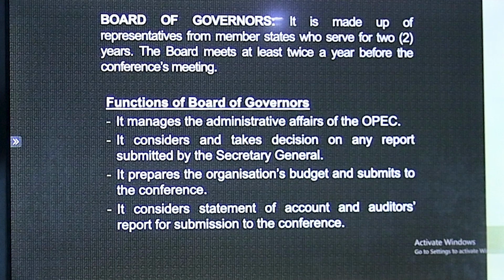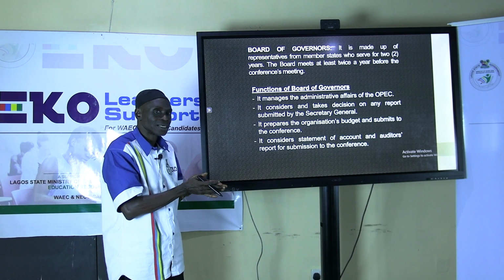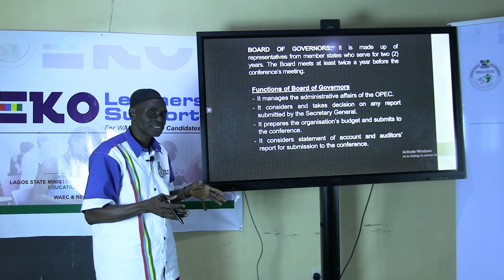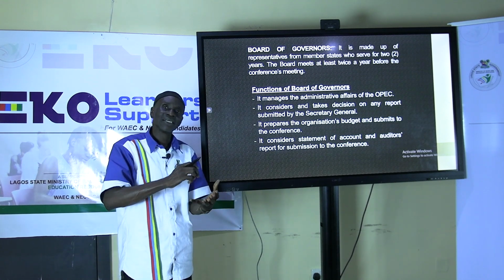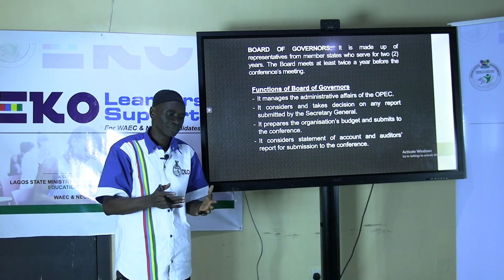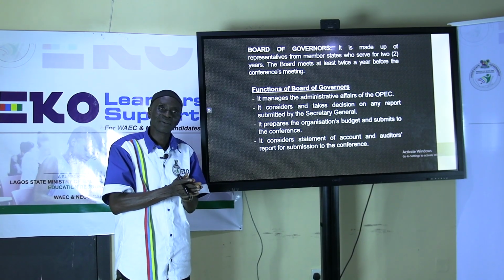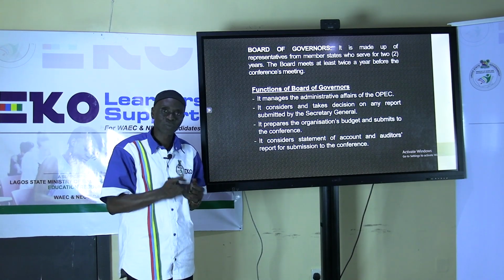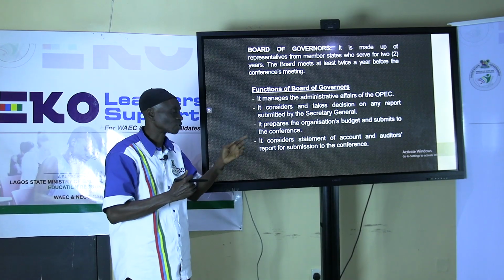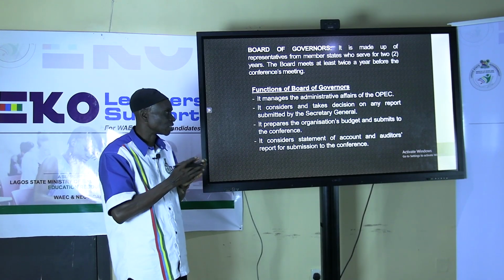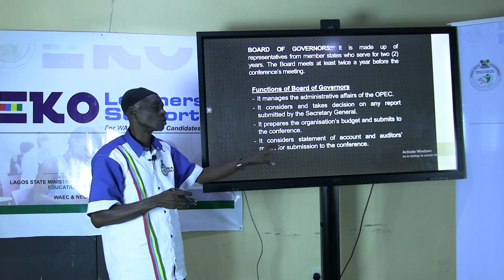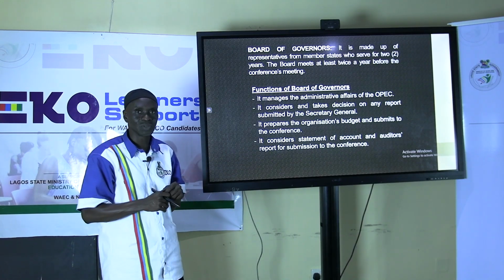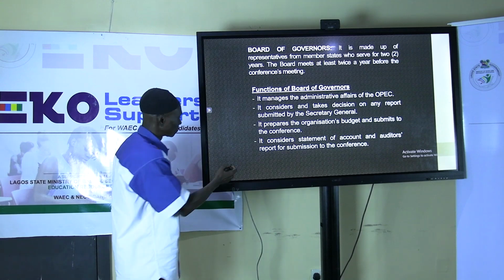Then it considers statement of accounts and auditor's reports for submission to the conference. As it prepares the budget and submits to the conference, it also prepares the statement of accounts, which is the document showing the level of finance in a year, what has come in, what has been spent. Then the auditor's report. The auditor is the one who will check the account of the organization. Once this is done, audited and approved, it will be submitted to the conference. That's another organ that is doing a great work for OPEC.